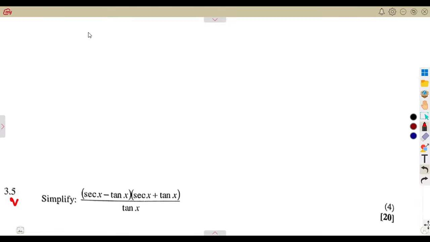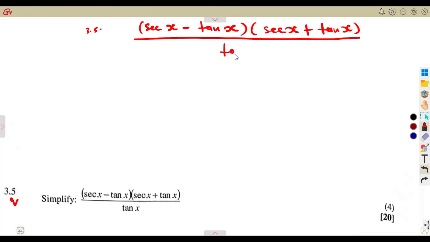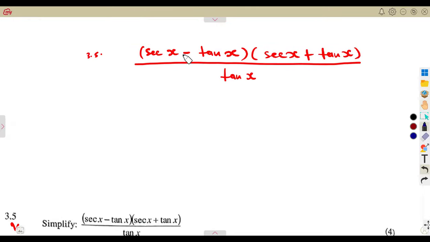On 3.5, simplify. We are given to simplify the sec of x minus the tan of x, this whole part in a bracket, times the sec of x plus the tan of x, divided by the tan of x. So what exactly are we going to have here? There's a difference of two squares that is just hidden here. A squared minus b squared is equal to a minus b into the bracket of a plus b, a difference of two squares.